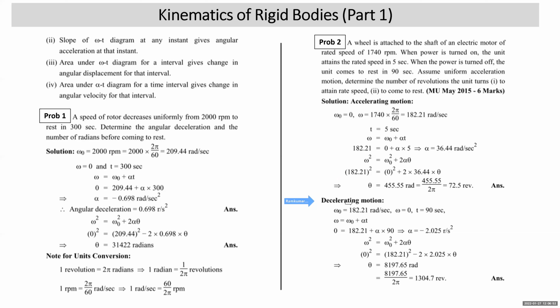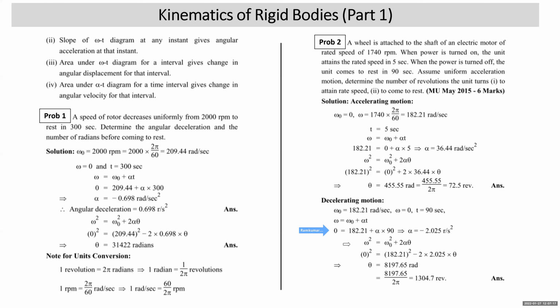Now let's come to decelerating motion. Initial angular velocity is 182.21 radian per second. Final angular velocity is 0. Time is 90 seconds. Omega is equal to omega naught plus alpha t. Final velocity is 0, initial angular velocity is 182.21, time is 90 seconds. So alpha this time comes out to be minus 2.025 radian per second square.